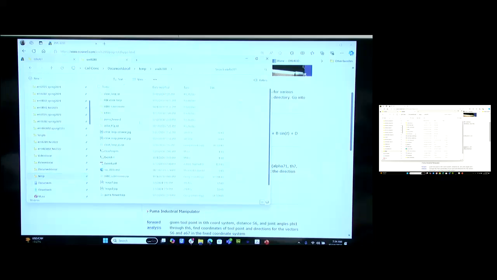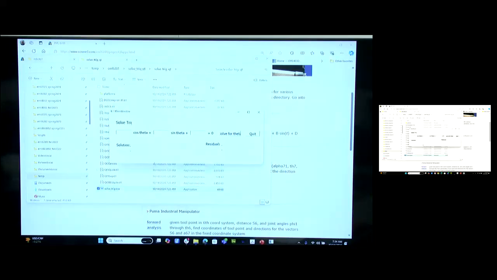Okay, so I put it over here, I unzipped it and put it here, and we have to look for the executable, and there it is. And this is what it does. You put in values for A, B, and D, and hit solve for theta. So suppose I put in 2.54, oh, I don't know, negative 1.21, and, I don't know, 1.1, and say solve.